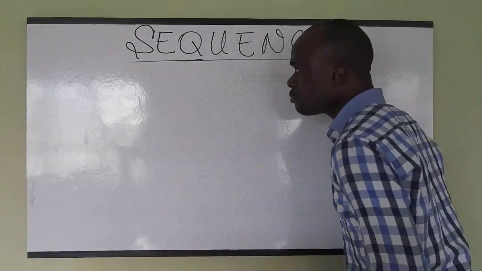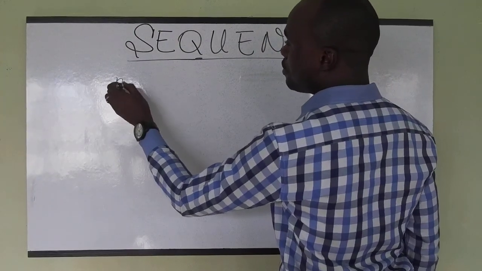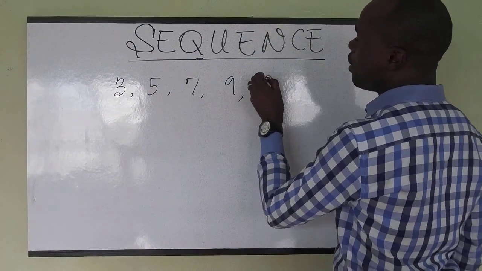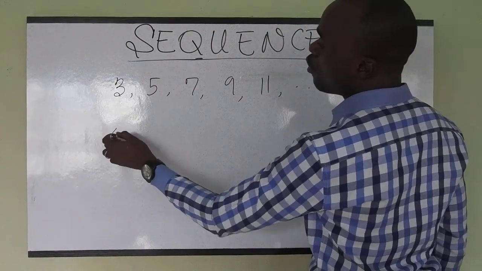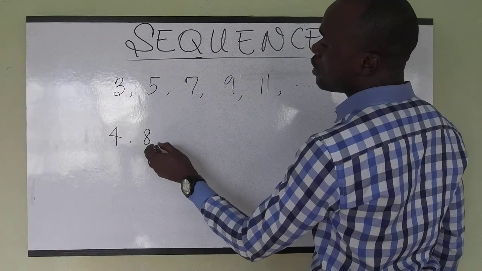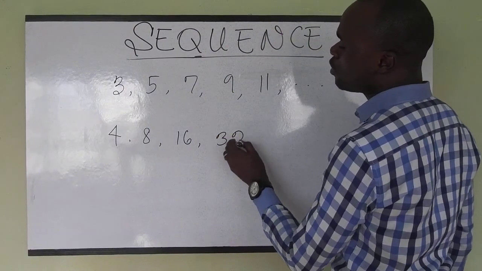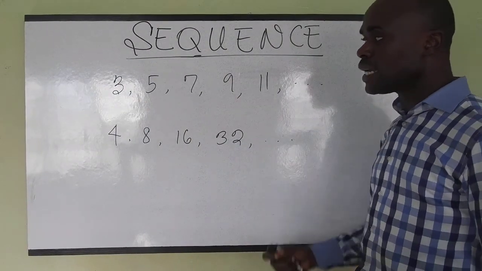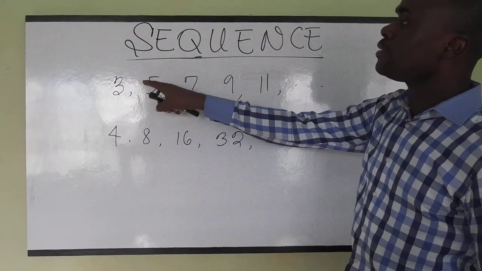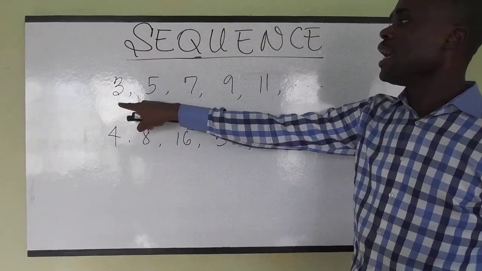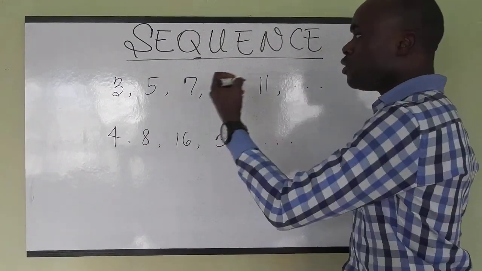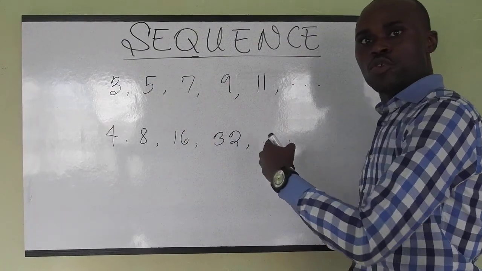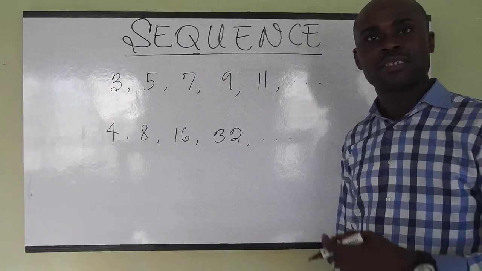Now take a look at something. Here you have, for instance, 3, 5, 7, 9, 11, and so on and so forth. Then you have 4, 8, 16, 32, and so on. Now, with common sense, if you look at these values, you see that the first value here is 3, and we keep adding 2 to get the new one. 3 plus 2 is 5, 5 plus 2 is 7, 7 plus 2 is 9, and 9 plus 2 is 11. So this kind of thing is what we refer to as a mathematical sequence.